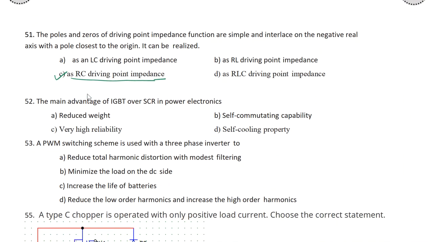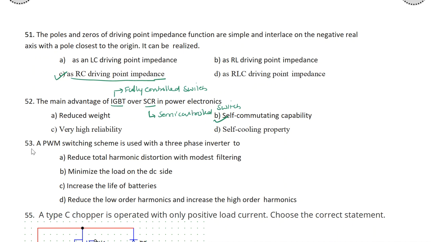Next one. And now we are discussing the topic of power electronics. The main advantage of the insulated gate bipolar transistor over an SCR in power electronics is that the IGBT has self-commutating capability, or we can say the IGBT is a fully controlled switch, and the SCR is a semi-controlled switch. So from these options, the IGBT has self-commutating capability when compared to the SCR.